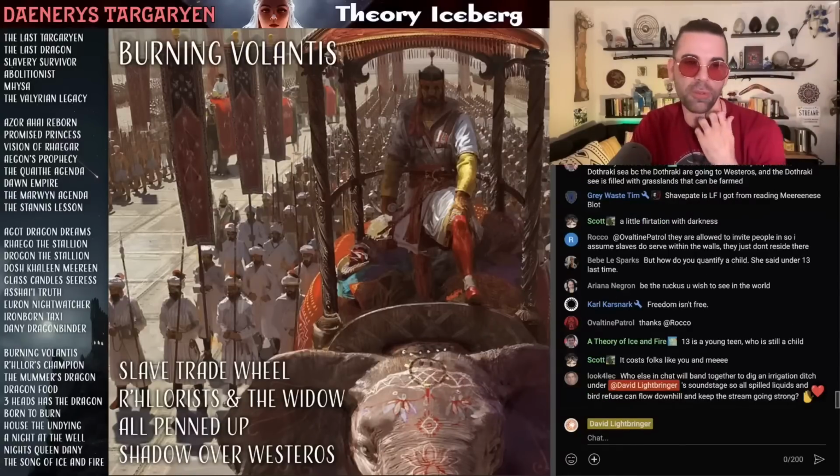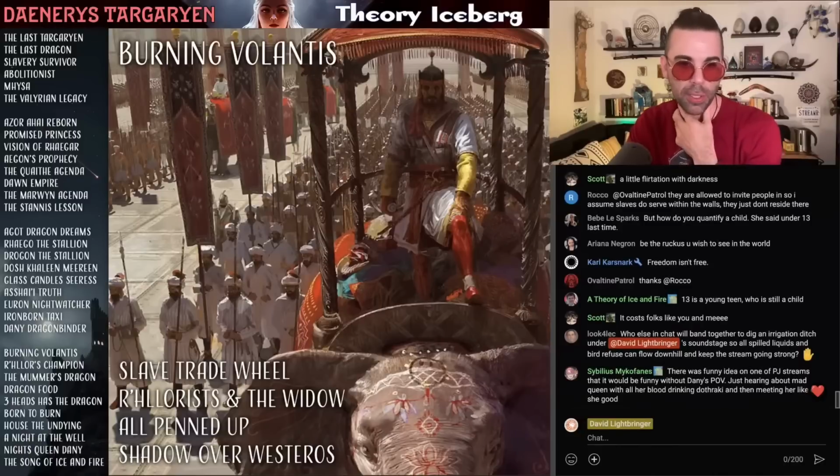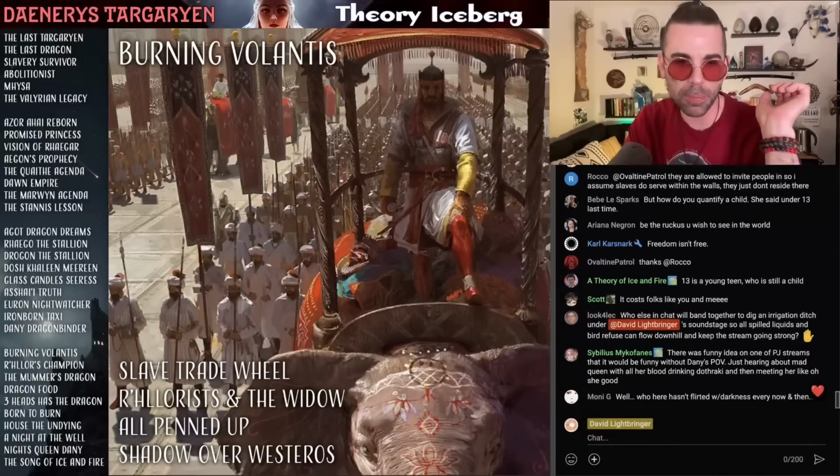Burning Volantis was actually the first one of the last chunk. So we're on the home stretch now.